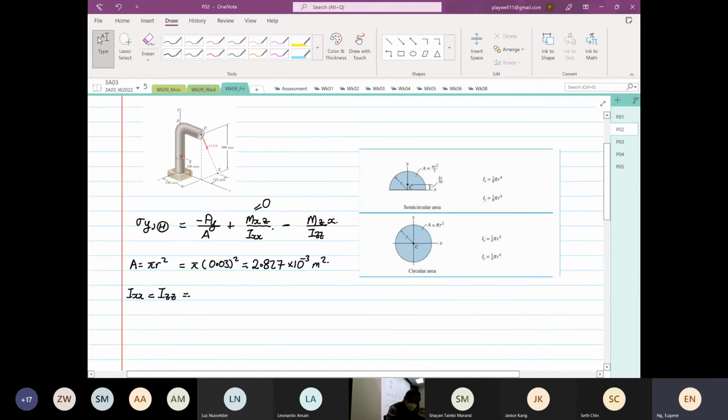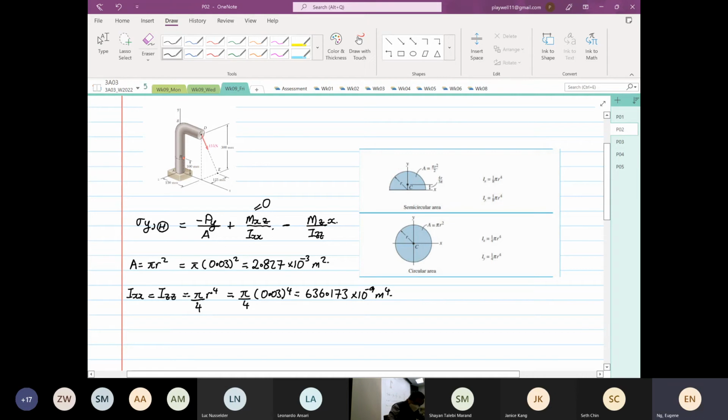So this will be equal to pi over 4 multiplied by radius to the power 4. Okay. So this is pi over 4 times 0.03 to the power 4. So 0.03 to the power 4 times pi divided by 4 is equal to 636.173 times 10 to the power minus 9 meter 4.